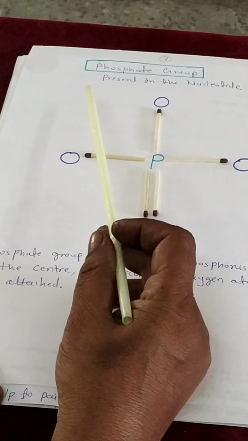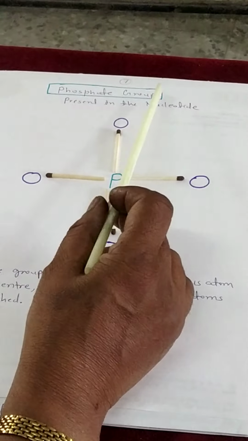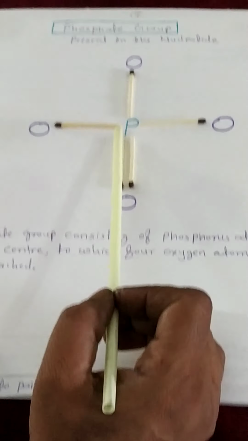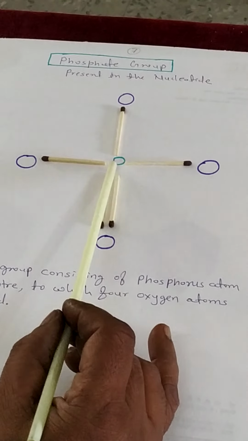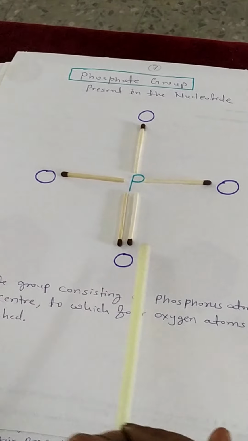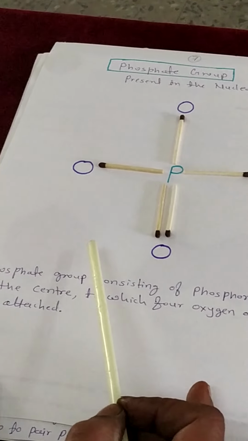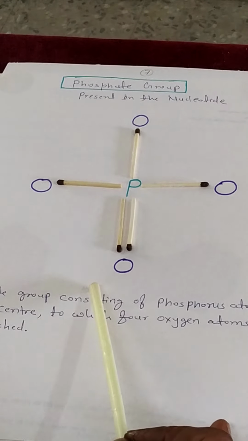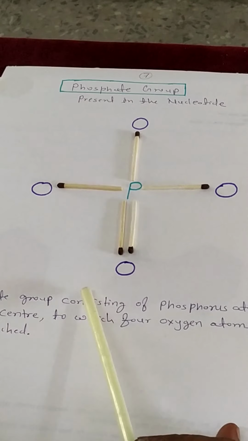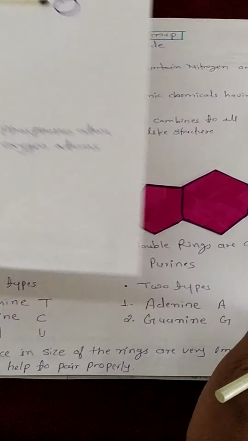This is the second group present in the nucleotide, and that is called the phosphate group. This group comprises phosphorus in the center, and to the phosphorus 4 oxygen atoms are attached which are negatively charged. The formula is H3PO4. So this is the second important group in the nucleotide, the phosphate group, which is attached to the sugar group, that is to the pentose sugar group.